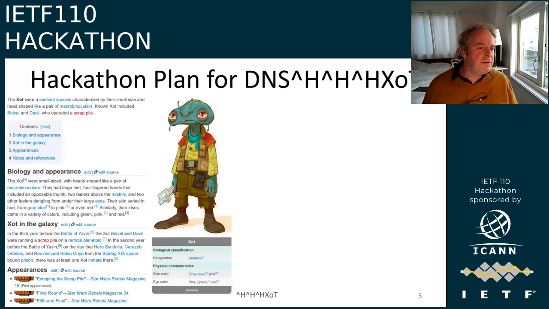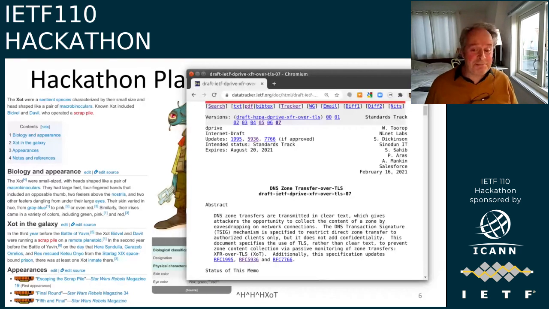So this is what I could find on Wikipedia, which is like Wikipedia but in the Star Wars universe, on Zot. It's apparently a sentient species. But it's also a proposed internet draft, still. Its working group last call has just finished. It's now in AD review state, about having the DNS zone transferred over TLS.